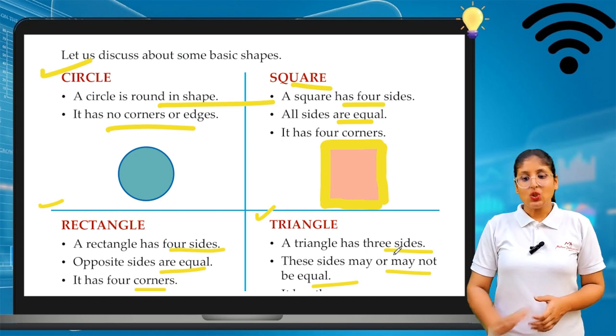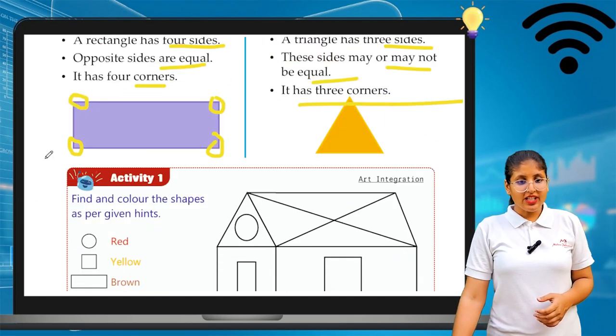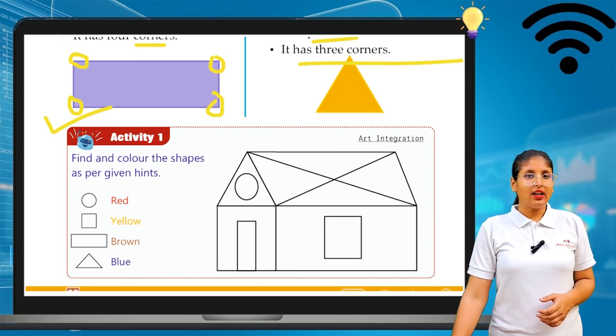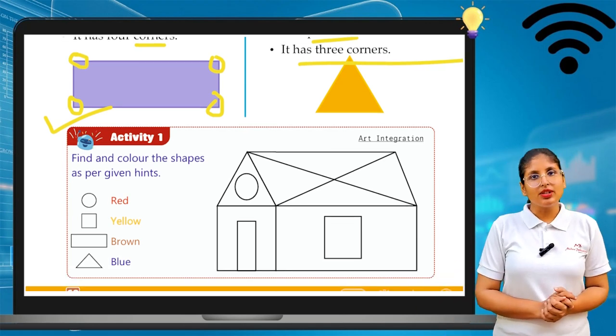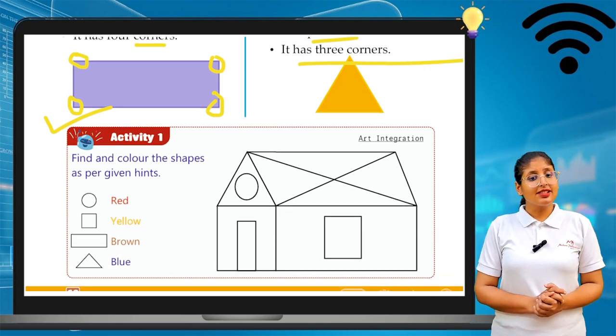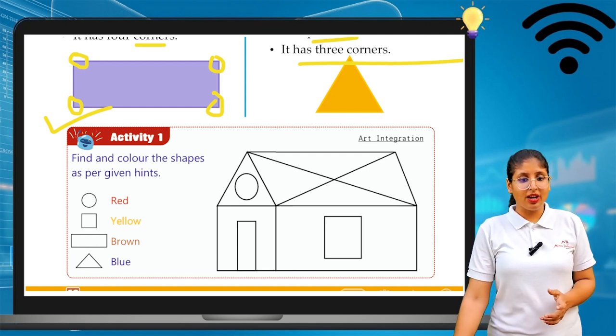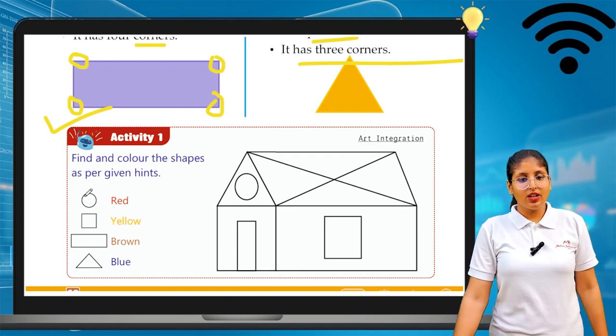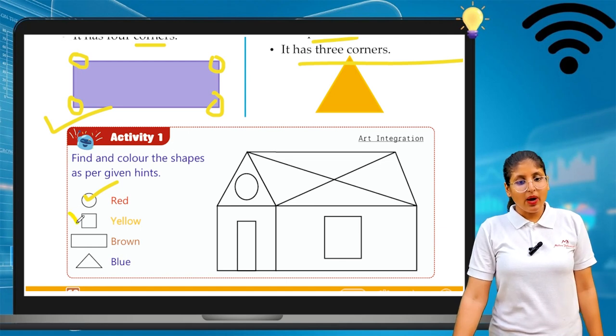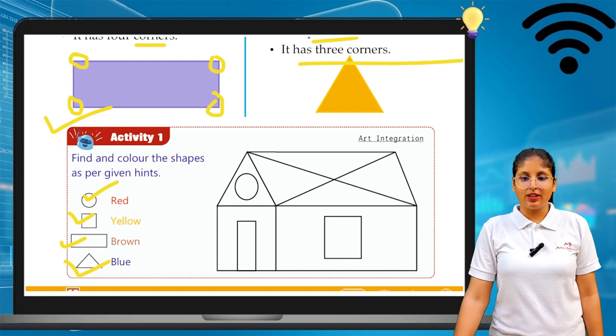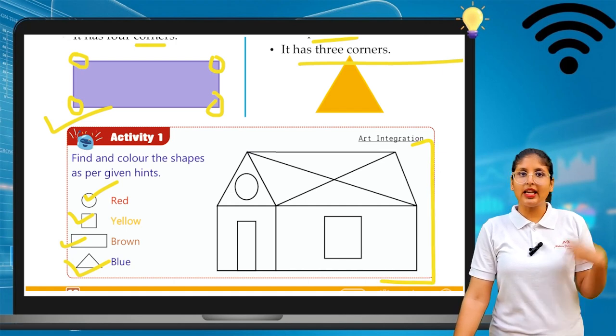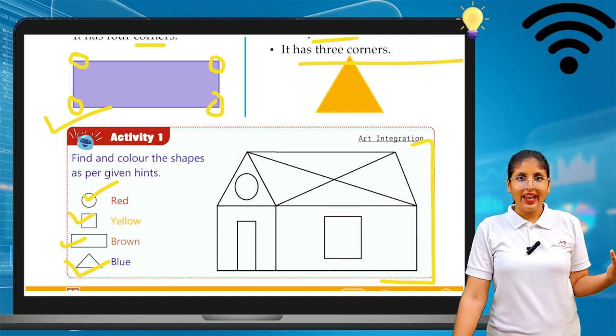Okay. So let's see, one activity is for you. A very beautiful house is made. So find and color the shapes as per the hints. In the circle, you can color with red color, square with yellow color, rectangle with brown color, and triangle with blue color. So you can color this house and make it very beautiful. Okay, just do this activity in your book.